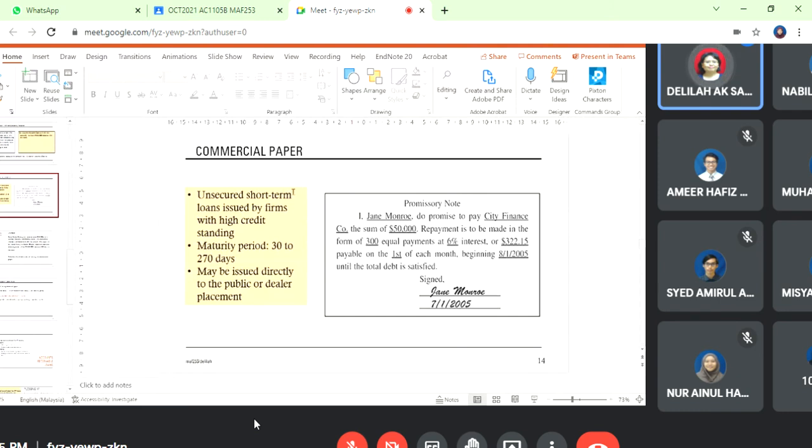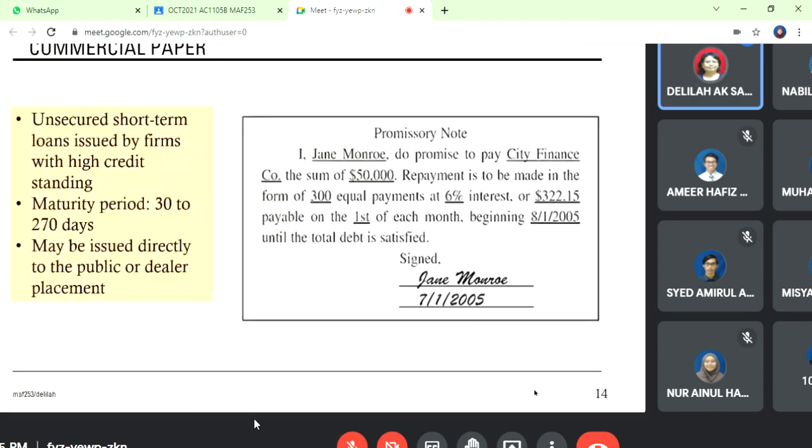So when we talk about commercial paper, an example of a commercial paper is what we call a promissory note, as shown here. This is usually unsecured. Unsecured means you don't need to have collateral. And promissory notes normally have a maturity period of less than 1 year, between 30 days, 1 month, to 270 days. So that is about 9 months maybe.